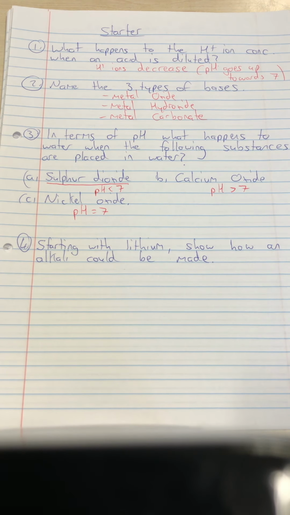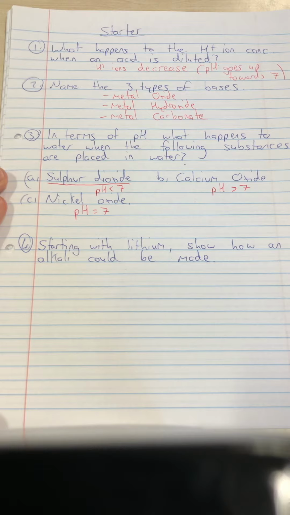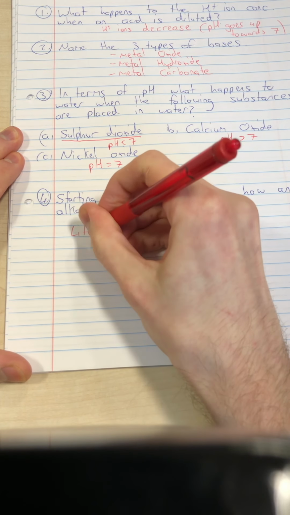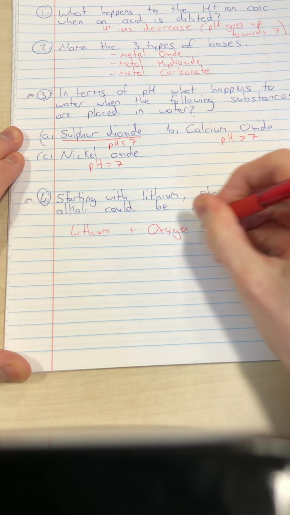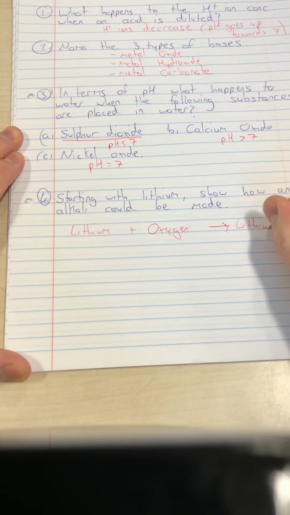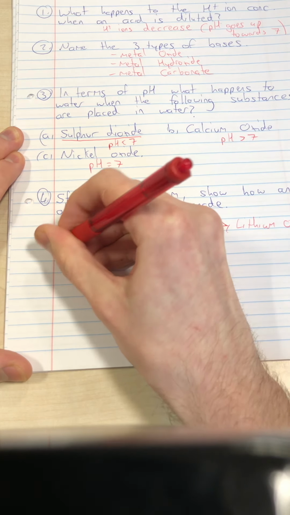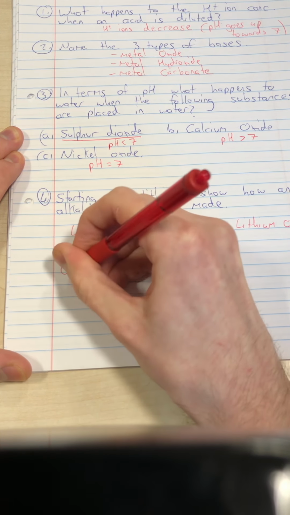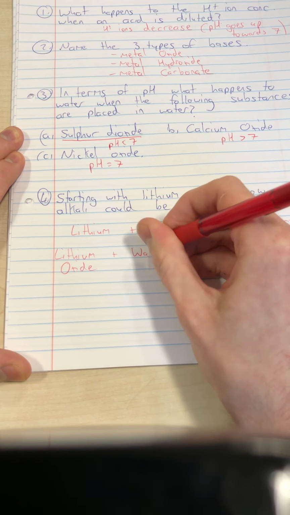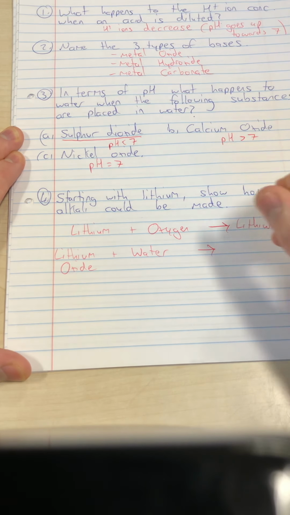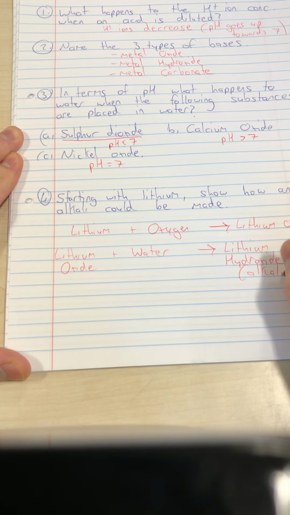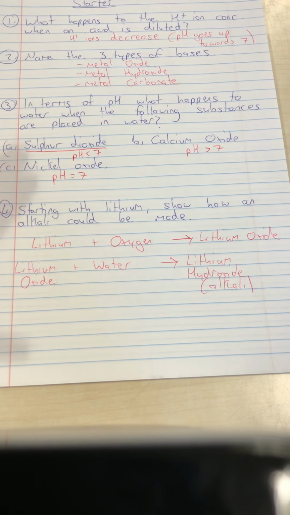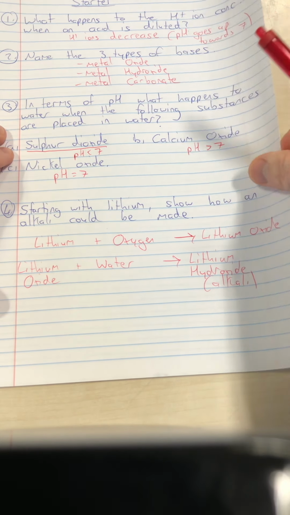And then question 4, starting with lithium, show how an alkali could be made. So what you need to do is create a base. We burn lithium and oxygen, and that will give us lithium oxide. We then take that lithium oxide and dissolve it in water, and that is going to give us our alkali, which in this case will be lithium hydroxide. So that's our alkali. And that's how you do that. Again, you need to know that. So important.